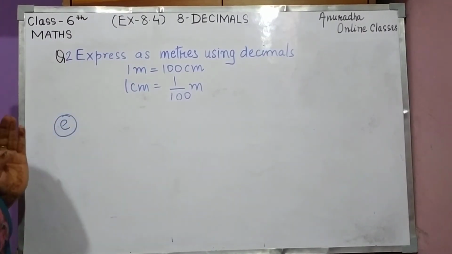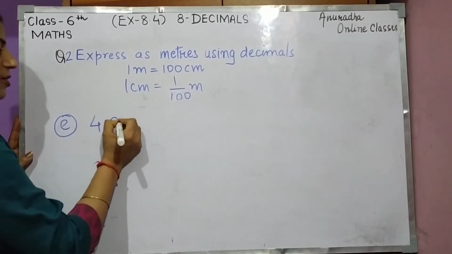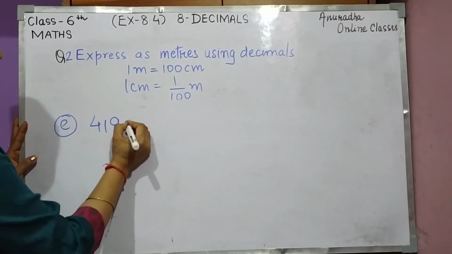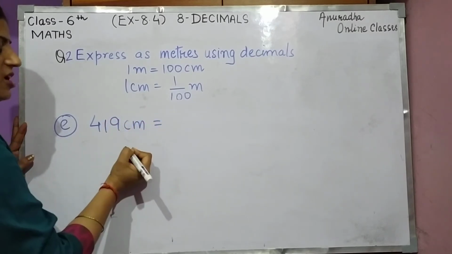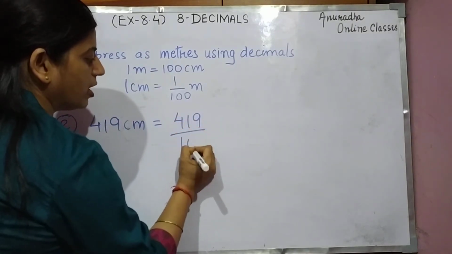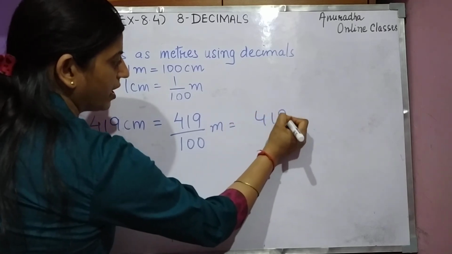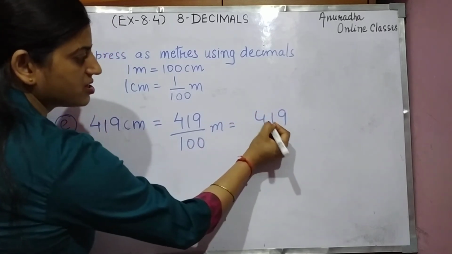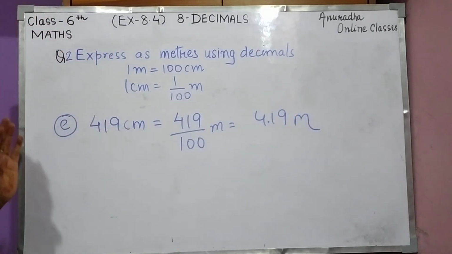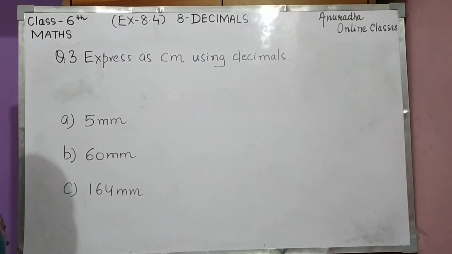E part is given to you, that is 419. What is given? This is centimeter only. Yes, centimeter is given to you. This is equal to क्या हो जाएगा, 419 upon 100 meter. This is equal to 419 100th है. This is point here, and this is this much meter. So in this way.